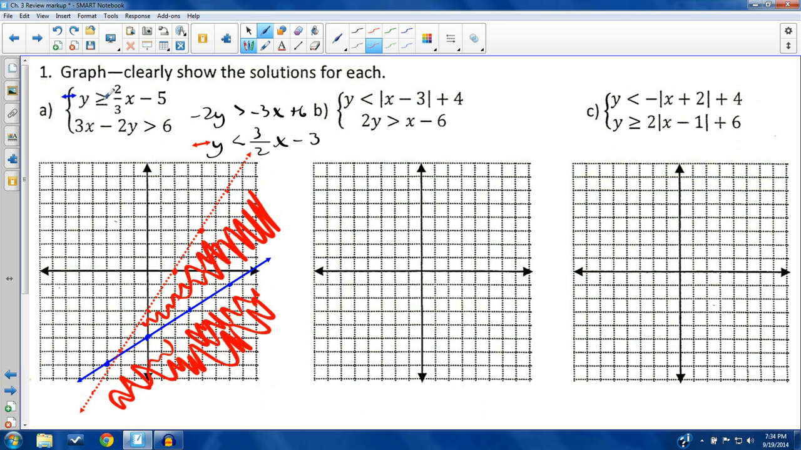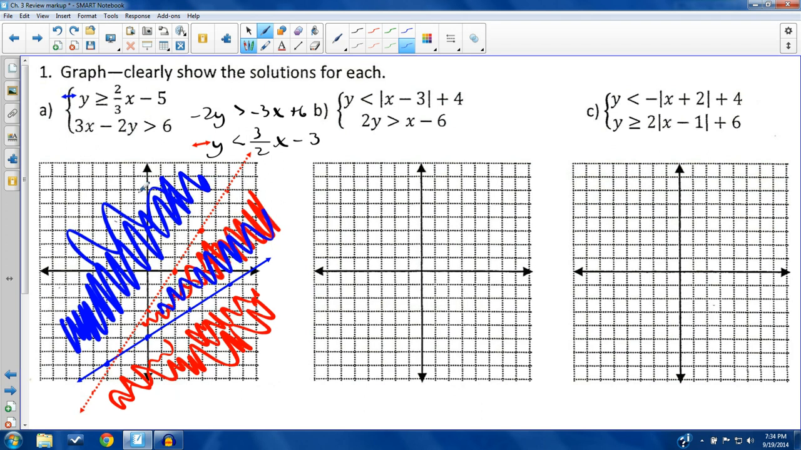The blue is y is greater than or equal to. So when I shade blue, I'm going to shade above it, like so. And to keep this line here, I'm going to shade right there as well. And you kind of see that there. Now that includes all this. I'm not going over it, and same with the red.